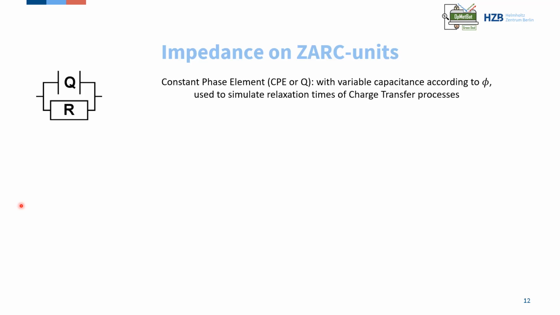Analogously to an RC unit, a SARC unit consists of a resistor connected in parallel to a constant phase element instead of a capacitor. A constant phase element differs from a capacitor by having a variable capacitance, and this variation is according to an empirical exponent with values between 0 and 1 to simulate the width of the relaxation time distribution.